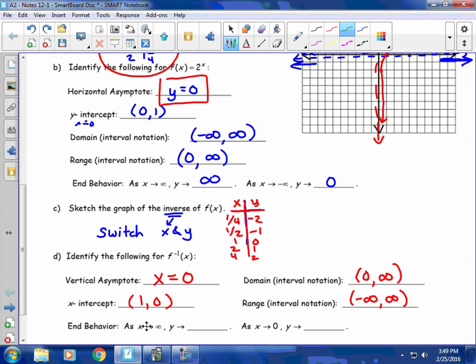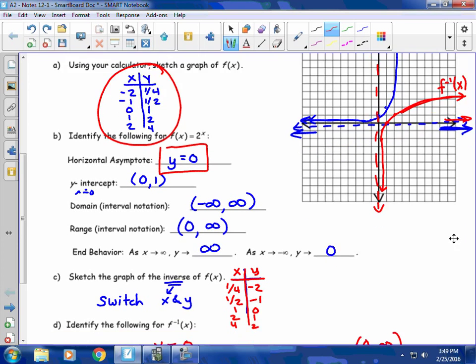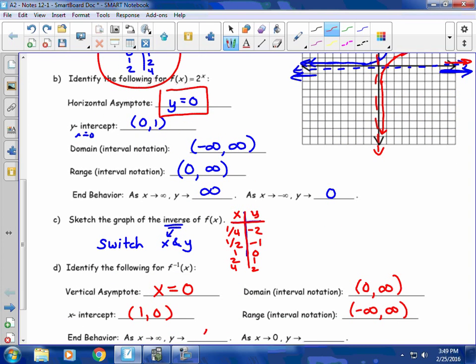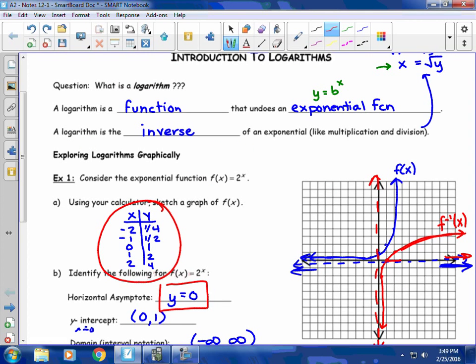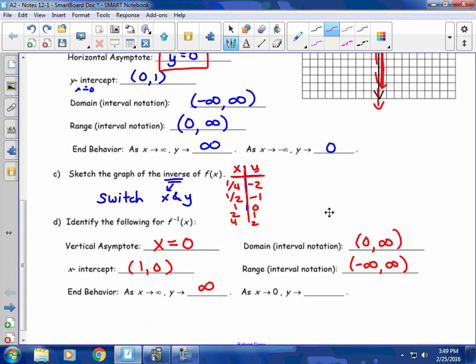Last part here for end behavior. As x goes to infinity with this red graph, so as my x values get huge, what's happening to my y values? They're also getting huge, just getting huge at a slow pace. So as x goes to infinity, y goes to infinity. Okay, how about as x approaches 0? Well, as x approaches 0, my y values are getting lower and lower and lower. So as x approaches 0, my y's approach negative infinity.